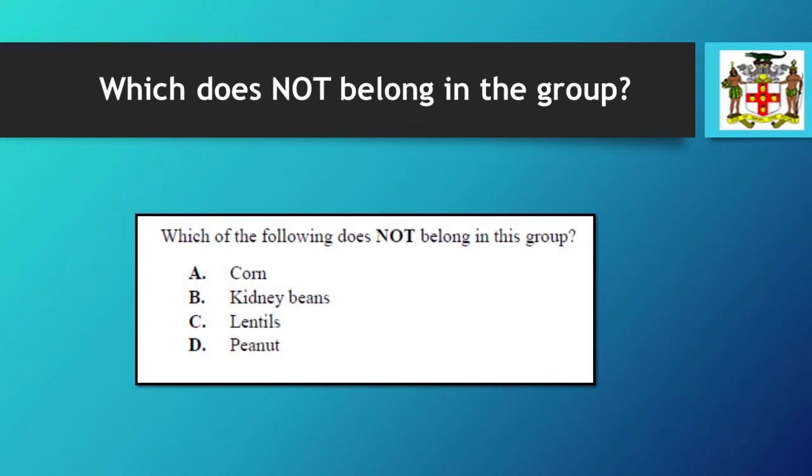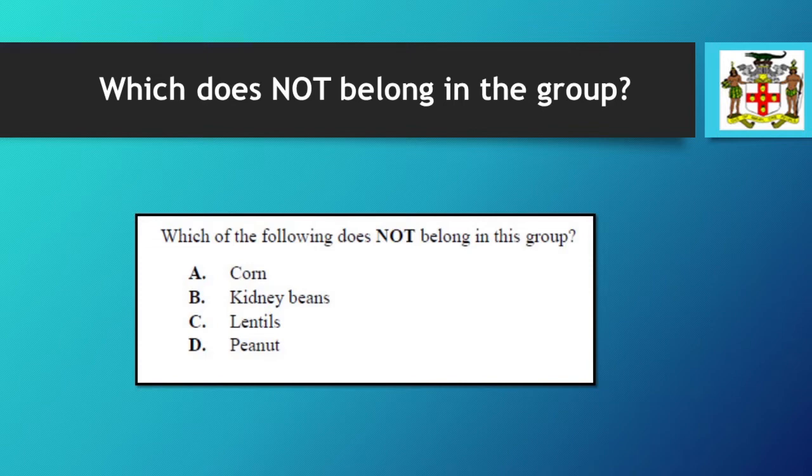Let us see. The first thing we need to determine is what is similar or what is different about these options. So let's check it out. What is similar about corn, kidney beans, lentils, and the peanut? Of course, they're all foods. Now, is there anything that you can identify that will cause one of those options to be different?